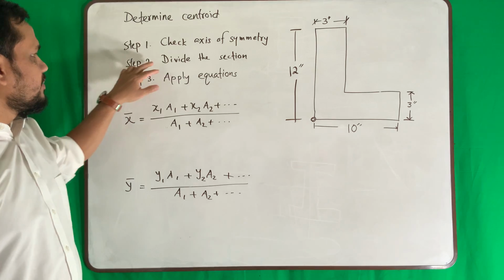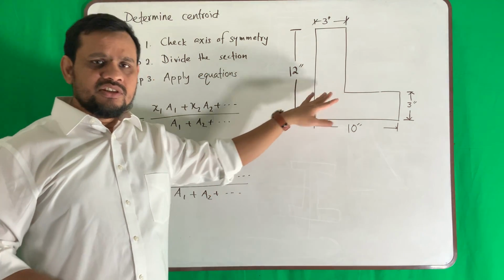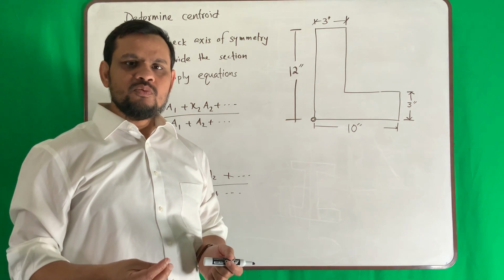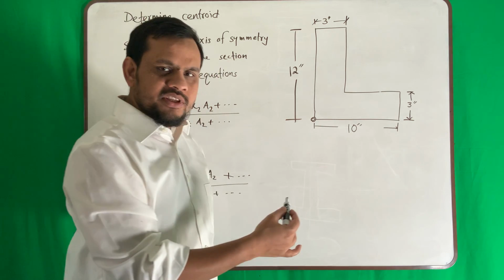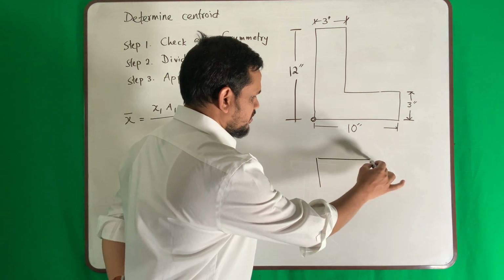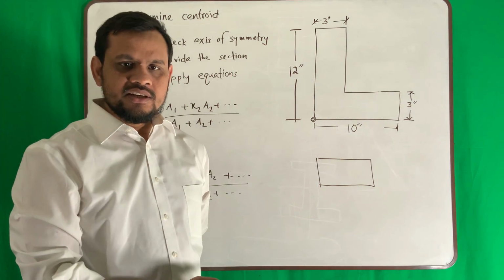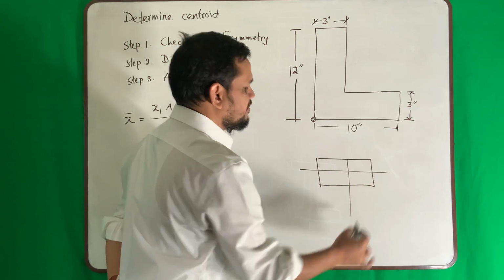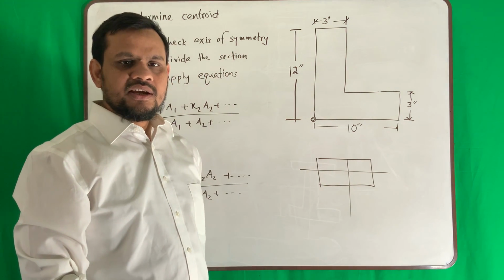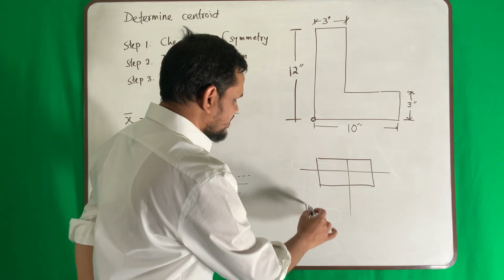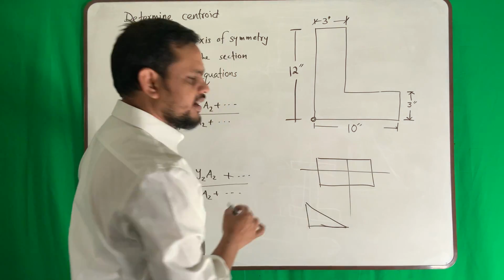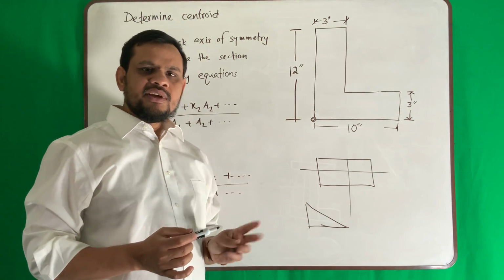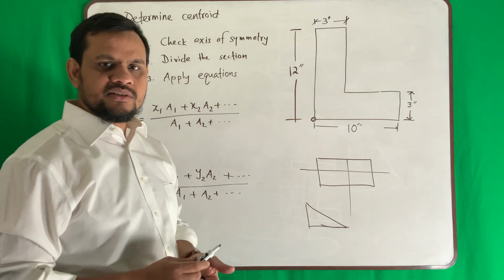Then step number 2, divide the section. This is a composite section, so we need to divide it into regular sections for which we know the centroid. Before solving this problem, everybody should know the centroid of a rectangle. Centroid of a rectangle is at the middle, here, and also on this side, the middle. Centroid of a circle, sorry, not circle, triangle. Centroid of a triangle we do not need here, but before solving any centroid problem, you should memorize this.